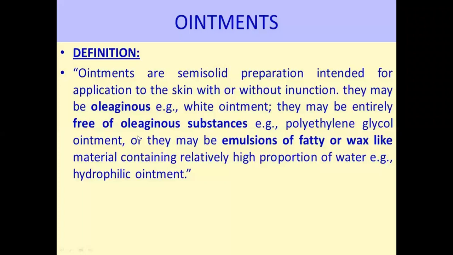Some oleaginous substances are used during the preparation or formulation of ointment. Their example is polyethylene glycol ointment, and they may be an emulsion of putty or wax-like material containing a relatively high proportion of water. Their example is hydrophilic ointment. Why is this ointment known as an emulsion of putty or wax? Because there is a high proportion of water. Water and fat are two immiscible phases, right? Fatty acids or fat or wax and water, are they miscible or immiscible? Immiscible. That's why this ointment is known as an emulsion of fatty or wax-like material containing a high proportion of water. Means when they contain a high amount of water, then the formulation of the ointment is done as an emulsion, because there are immiscible phases.